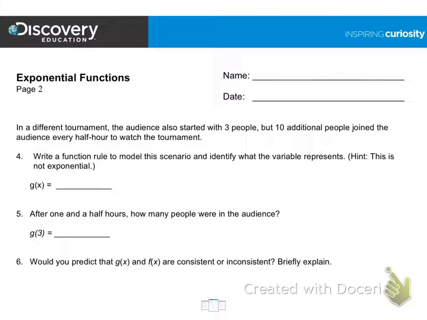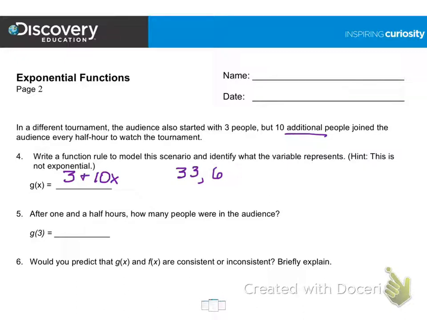Okay. In a different tournament, the audience also started with 3 people, but 10 additional people joined the audience every half hour. So what you're seeing here, it says additional. So we're talking about 3 plus 10, and x is every half hour. So after only a half an hour, there are 33 people. Add 10 more, they're going to be 63. Add 10 more. Oh, that's not 10 more.